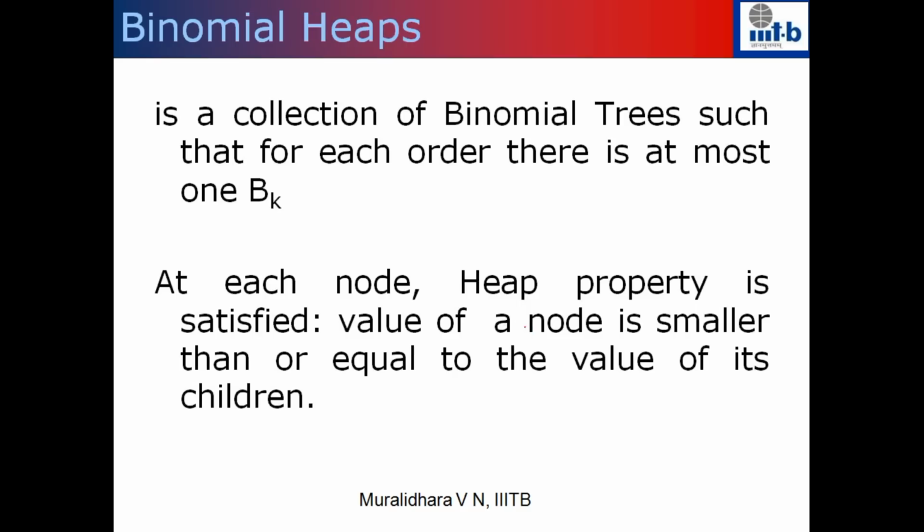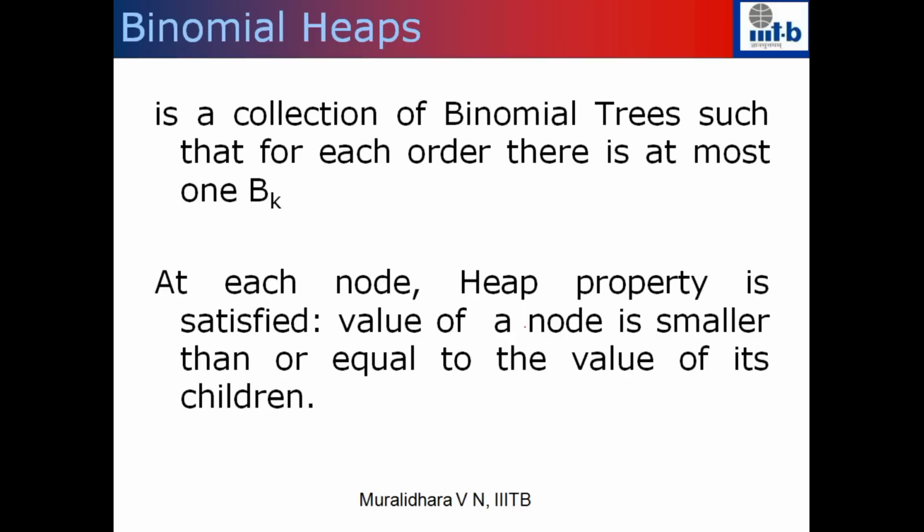Now let's pay our attention to what binomial heaps are. A binomial heap is a collection of binomial trees such that for each order there is at most one copy of B of k. It's a collection of B of k's, but duplicates are not allowed. For example, B of 2 can appear at most once. It may appear or it may not appear, but you cannot have two copies of B of 2. In each node we have some value associated with the node, and in each node the heap property is satisfied. Since we are talking about the minimum binomial heap, the value of a node is always smaller than or equal to the value of each of its children. That's what makes it a heap.